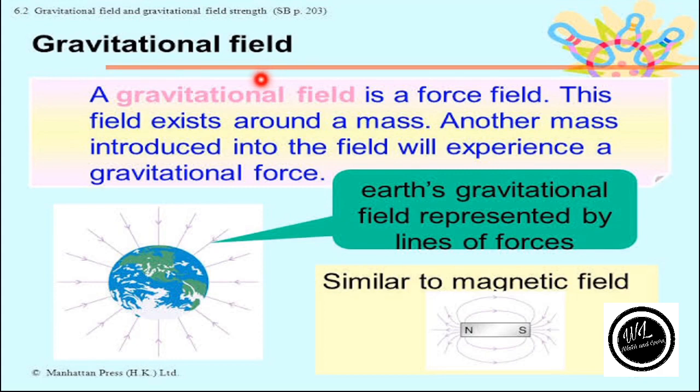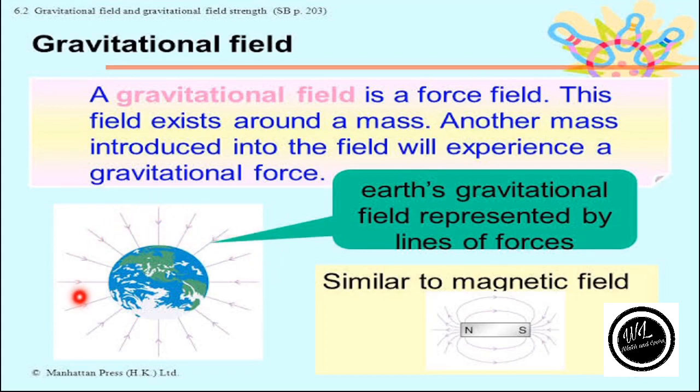What is gravitational field? A gravitational field is a force field. This field exists around a mass, which is Earth. Another mass, that is us or any other object, introduced into this field will experience a gravitational force. Or we can also say in other words that a field or a region in which Earth attracts everything towards its center will be called as gravitational field. And the direction of the gravitational field is always towards the center of the Earth.